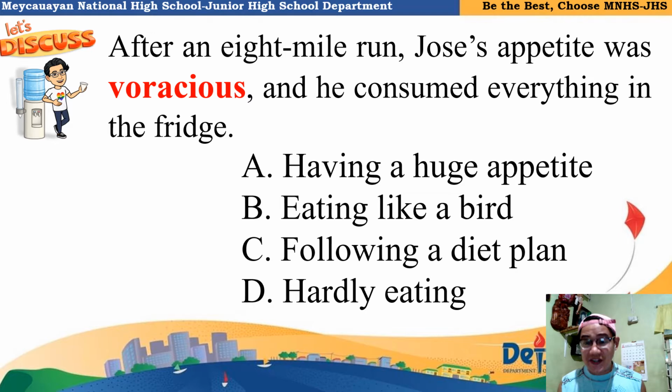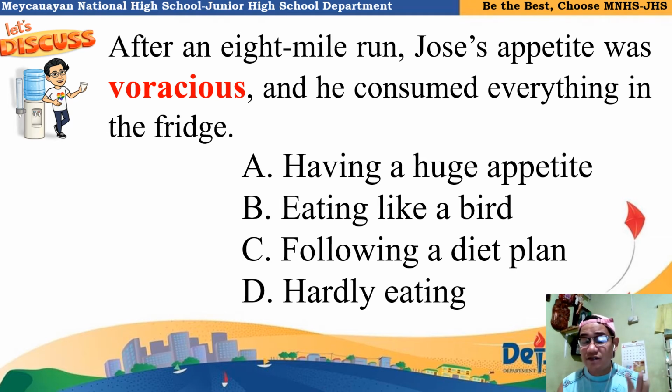Let's now have the third and last sentence, so let's read on. After an 8-mile run, Jose's appetite was voracious and he consumed everything in the fridge. So what do you think will be the natural reaction of the body if you're going to run 8 miles? Is it letter A, having a huge appetite, letter B, eating like a bird, letter C, following a diet plan, or letter D, hardly eating? Again, what do you think will be the reaction of your body if you're going to run 8 miles straight? Okay, is it letter A, B, C, or D?